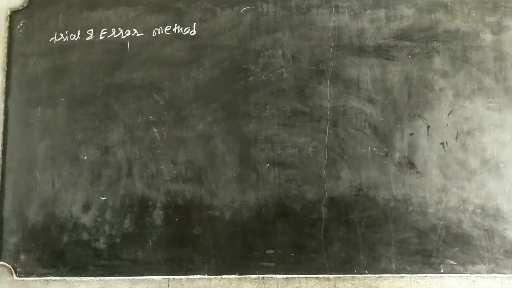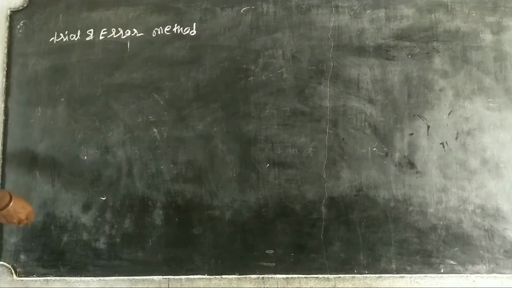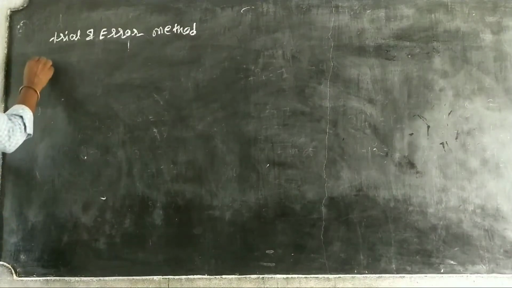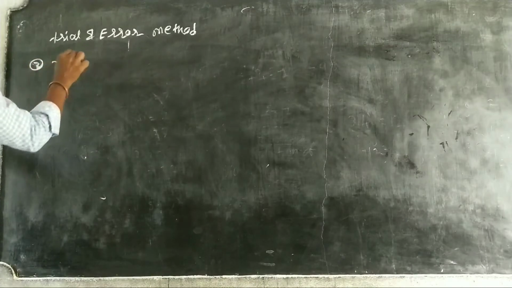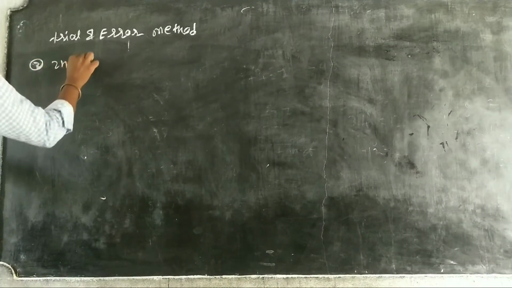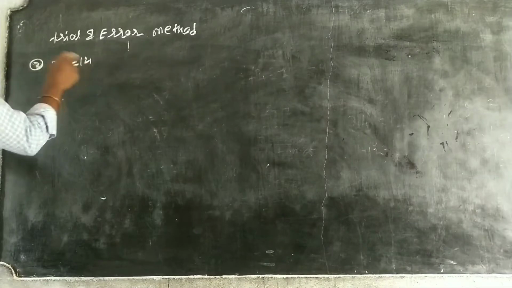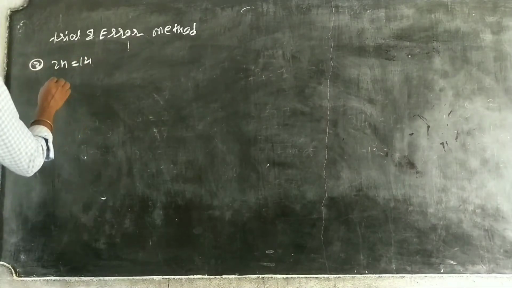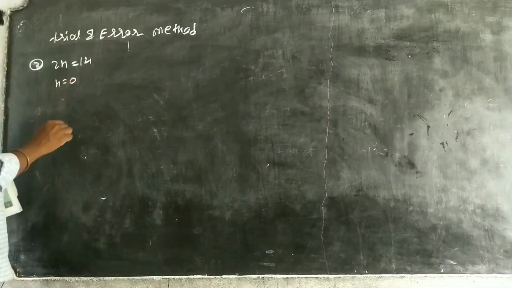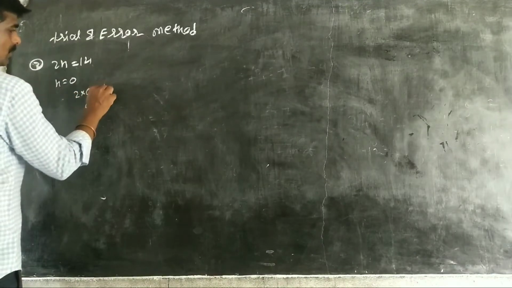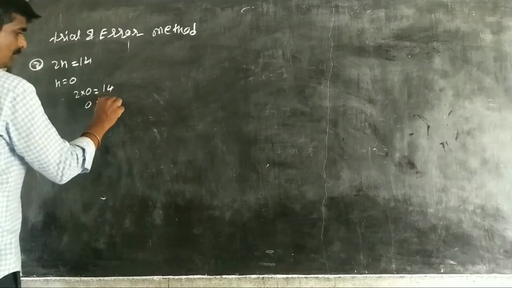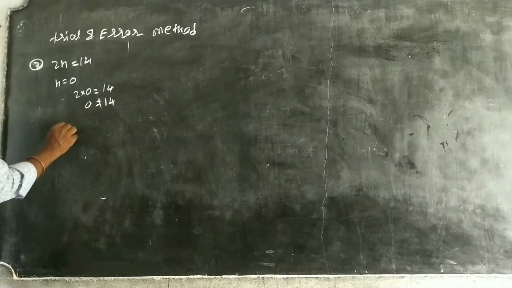Next. So, that is 2n is equal to 14. Simple thing. First n is equal to 0, you have to substitute. So, 2 into 0 is equal to 0. 0 is not equal to 14. Next, n is equal to 1.